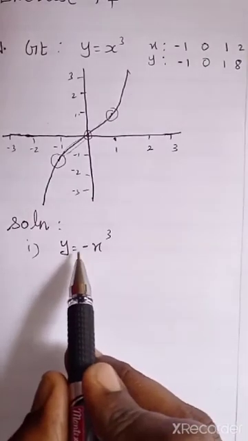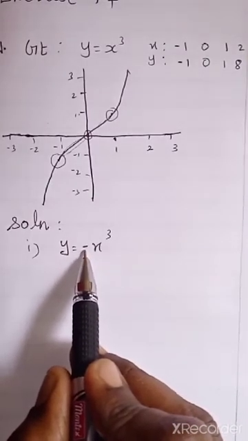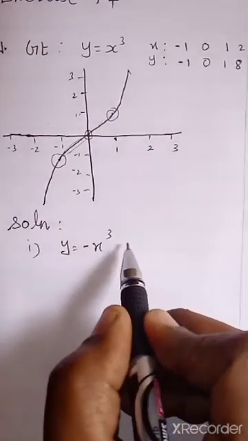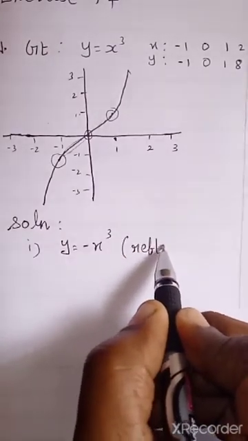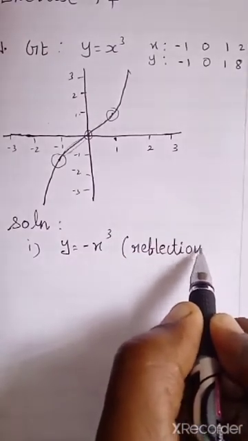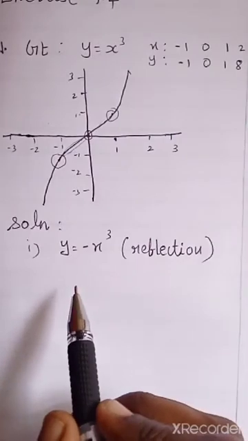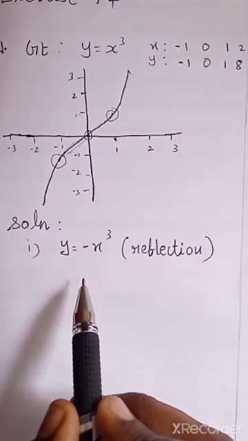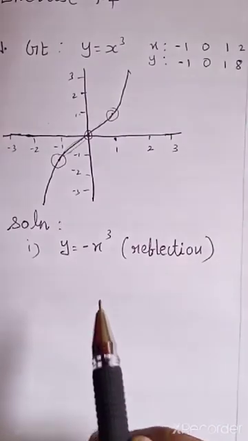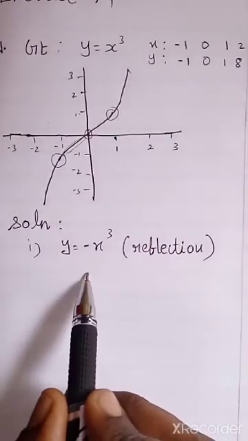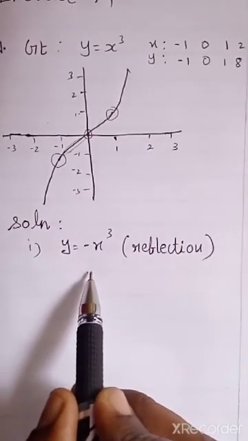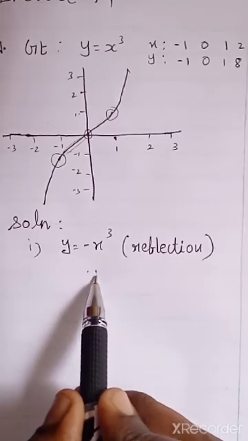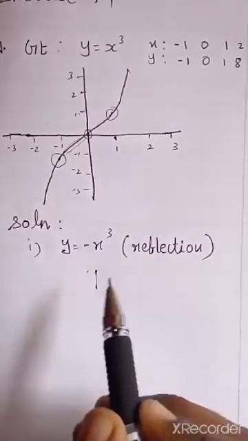Since in y equal to minus x cube the minus comes in front of the function, this is reflection. What is this type? Reflection. So reflection means what? Mirror image of the graph. What does mirror image mean? It will look in the opposite direction. When you show it in the mirror, it will give you the image in the opposite direction, right?